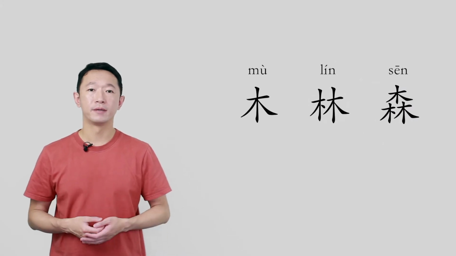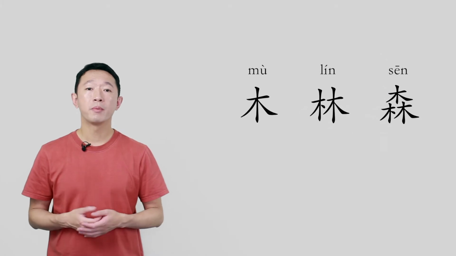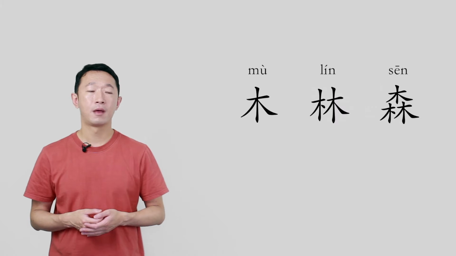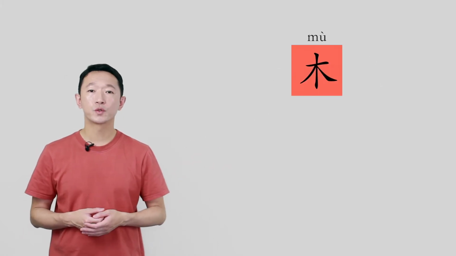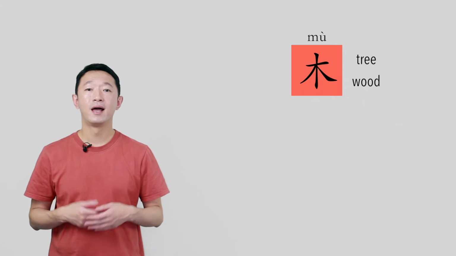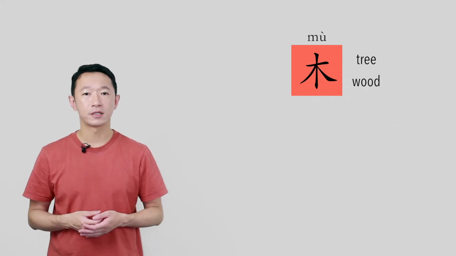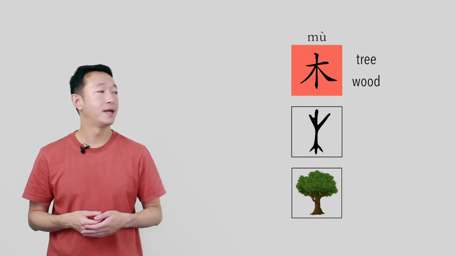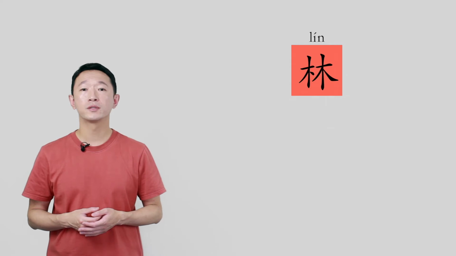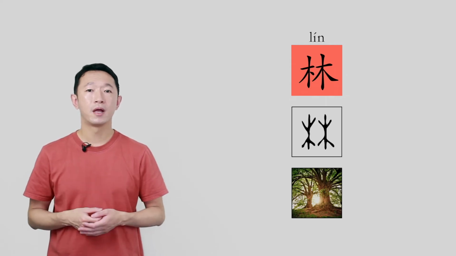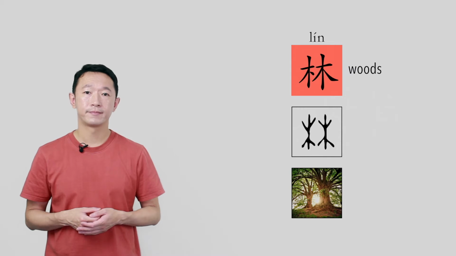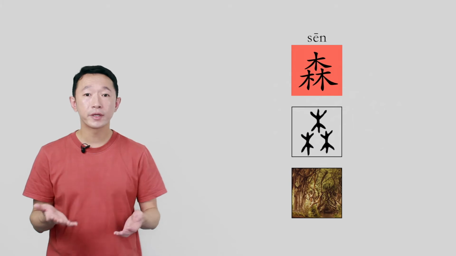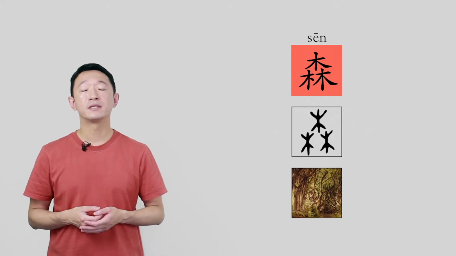What can you tell from them? You probably can find that they share the same component. Mu means tree or wood. It's a pictographic character made by outlining the rough shape of a tree. Lin is composed of 2 trees, which means woods. Sen is composed of 3 trees, which means forest.